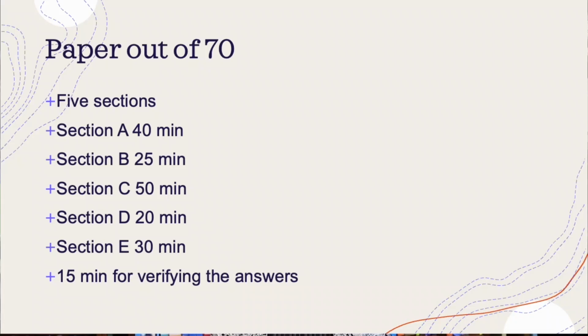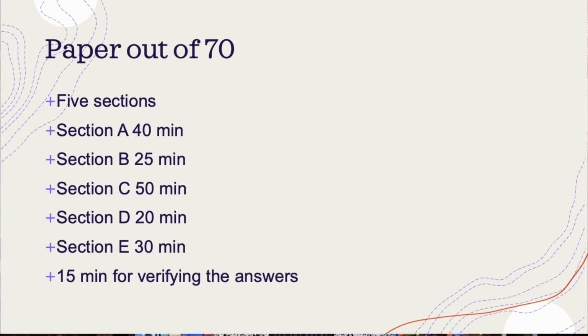Let us roughly divide the 3-hour time allotted, so that we know that we are safely able to verify the answer paper towards the end. Section A, the maximum time that we can allot should be not more than 40 minutes. So that section B, 2 markers, we can comfortably finish within 25 minutes.